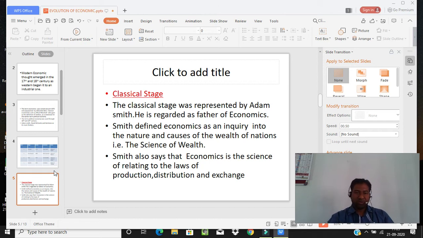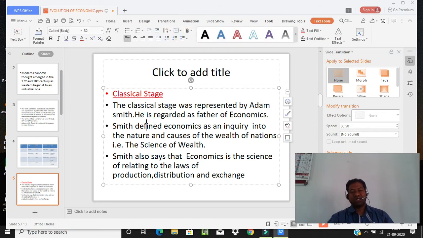First, we'll go with the first stage, that is the classical stage. The classical stage was represented by Adam Smith. He is regarded as the father of economics. He defined economics as an inquiry into the nature and causes of the wealth of nations, that is, the science of wealth. That means a country is wealthy if it has natural resources.